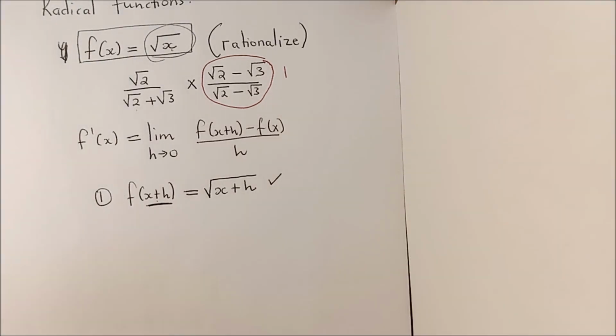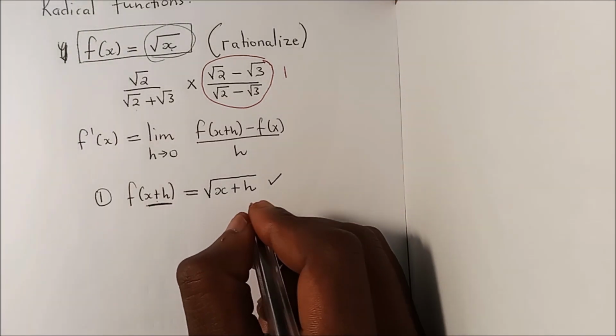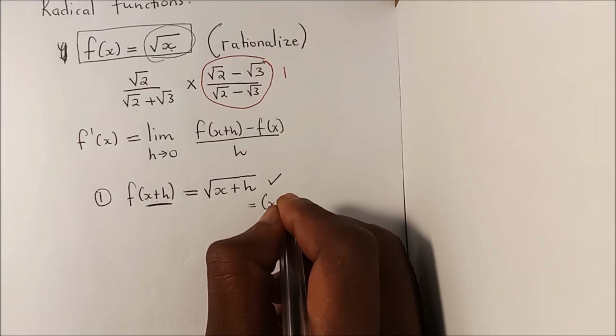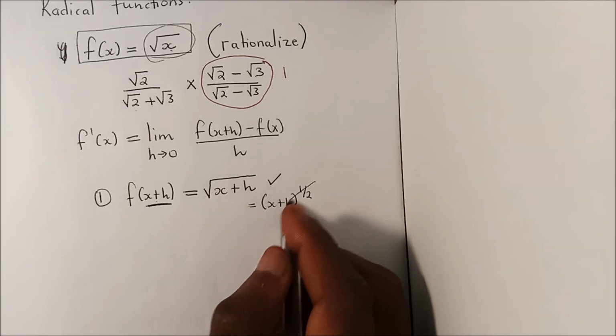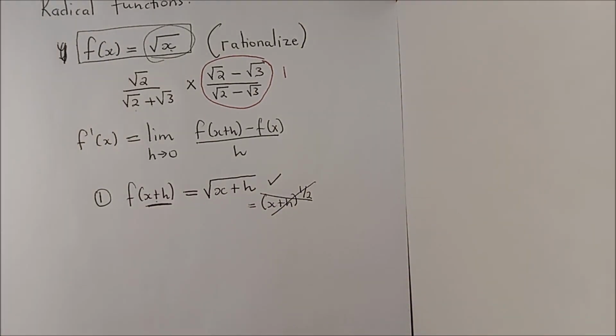Now you are done. Don't change it to x plus h to the power of 1 over 2. We know it's the same thing, but don't change it. Leave it as it is because we are going to rationalize, so we will need that square root.